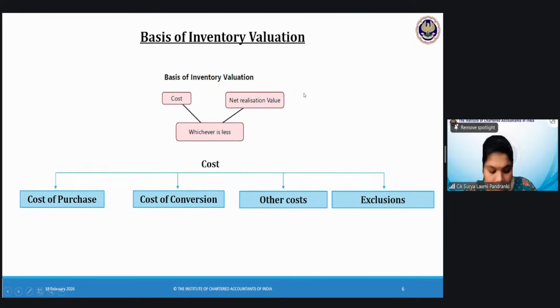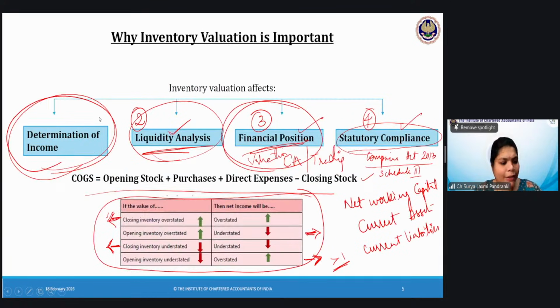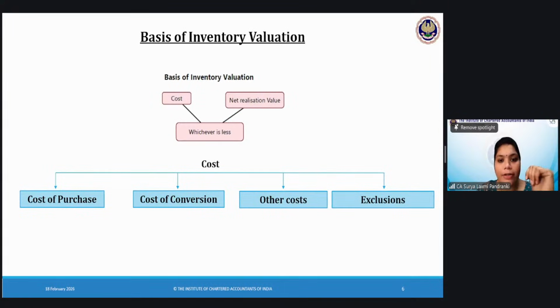So now we have seen the reason. Please unmute yourself. So we have seen why inventory valuation is important, right? We have seen the reasons why inventory valuation has to be done, or how it is affecting your liquidity position, your financial position and your income as well. Now we will see how to value the inventory, right?